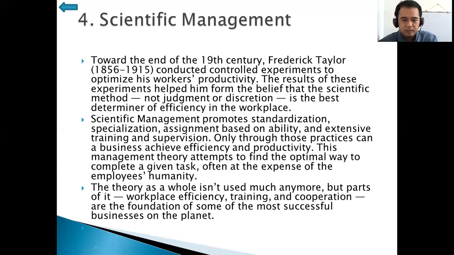So this theory, based on ability and extensive training and supervision, is still being applied, but in parts, for workplace, training, and cooperation, because these are the foundation of the most successful businesses on the planet. Since these are theories, you can apply some of the parts in a particular situation. You as a manager will assess what theories you are going to apply later on if you will be a manager.